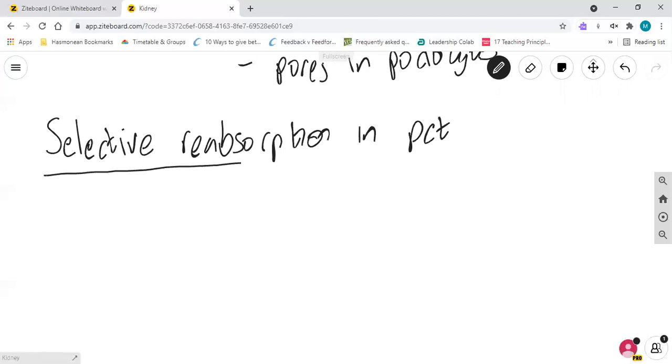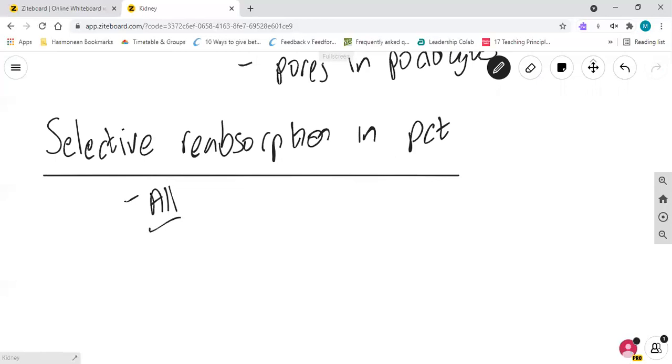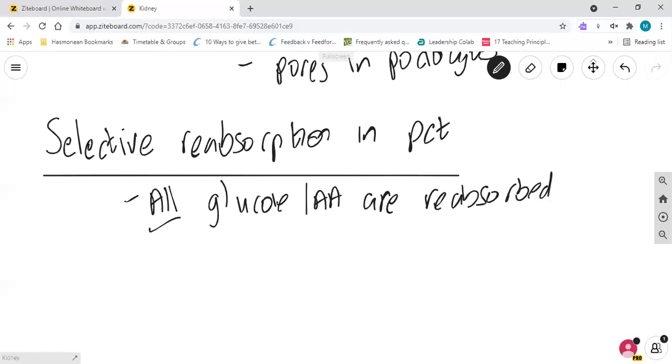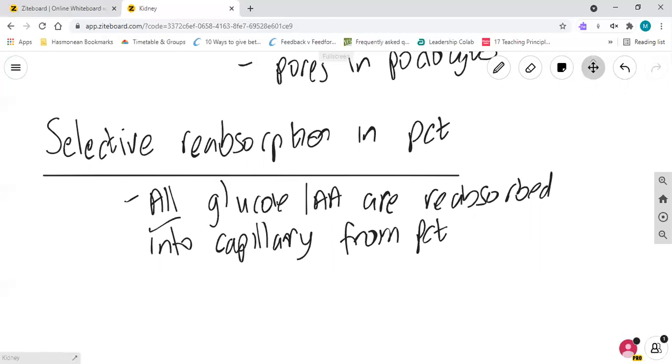Now, we're not going to go through everything that we reabsorb, but the important thing to say is that all of the glucose and amino acids are going to be reabsorbed. They're all going to be taken back, reabsorbed into the capillary from the PCT. All of them. Can't leave any of them behind.